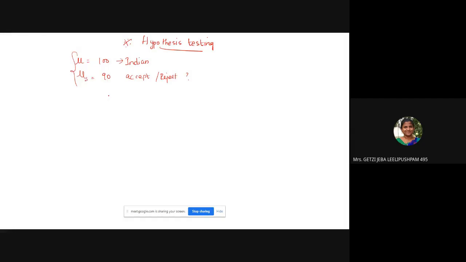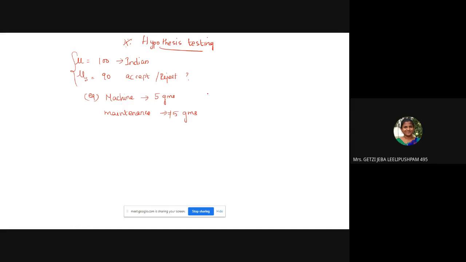For example, let us take a candy making machine. It is said that the machine makes candy of 5 grams. Then the machine was subjected to maintenance, and after the maintenance the machine did not make 5 grams. That was the claim from the workers. So before that it was making 5 grams, and after that it was not.